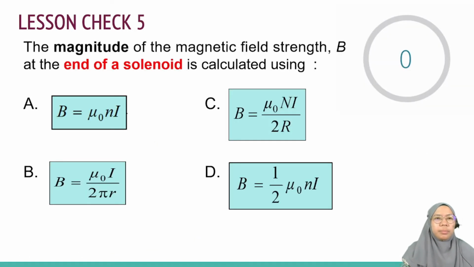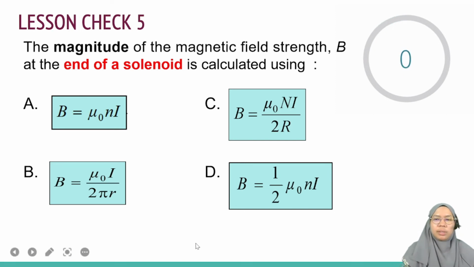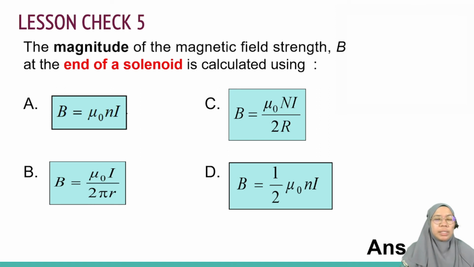Okay. Lesson check 5, the magnitude of magnetic field strength at the end of solenoid. Okay, we have two formulas to calculate magnetic field strength for solenoid. One is at the center and one is at the end. So which one is for end of solenoid? So the answer is D, with the half.